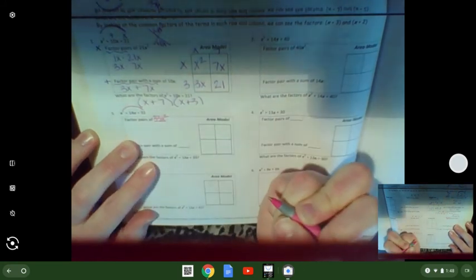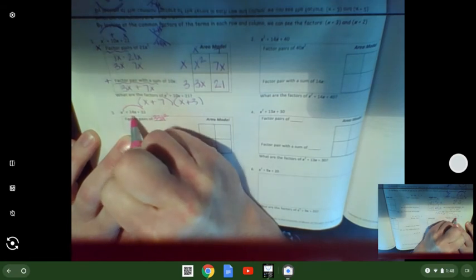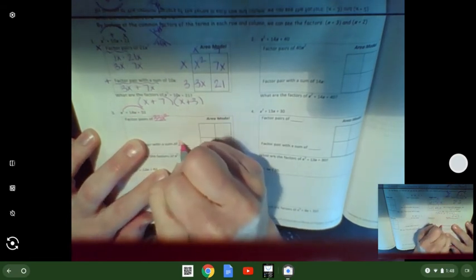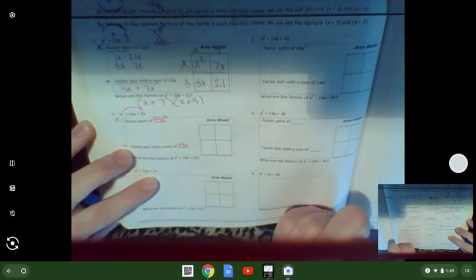And we need them to add to 14x. We need them to add to our b term. So don't let the x mess with you. Don't let the x's mess with you at all. We need to multiply to 33x squared. We need to add to 14.